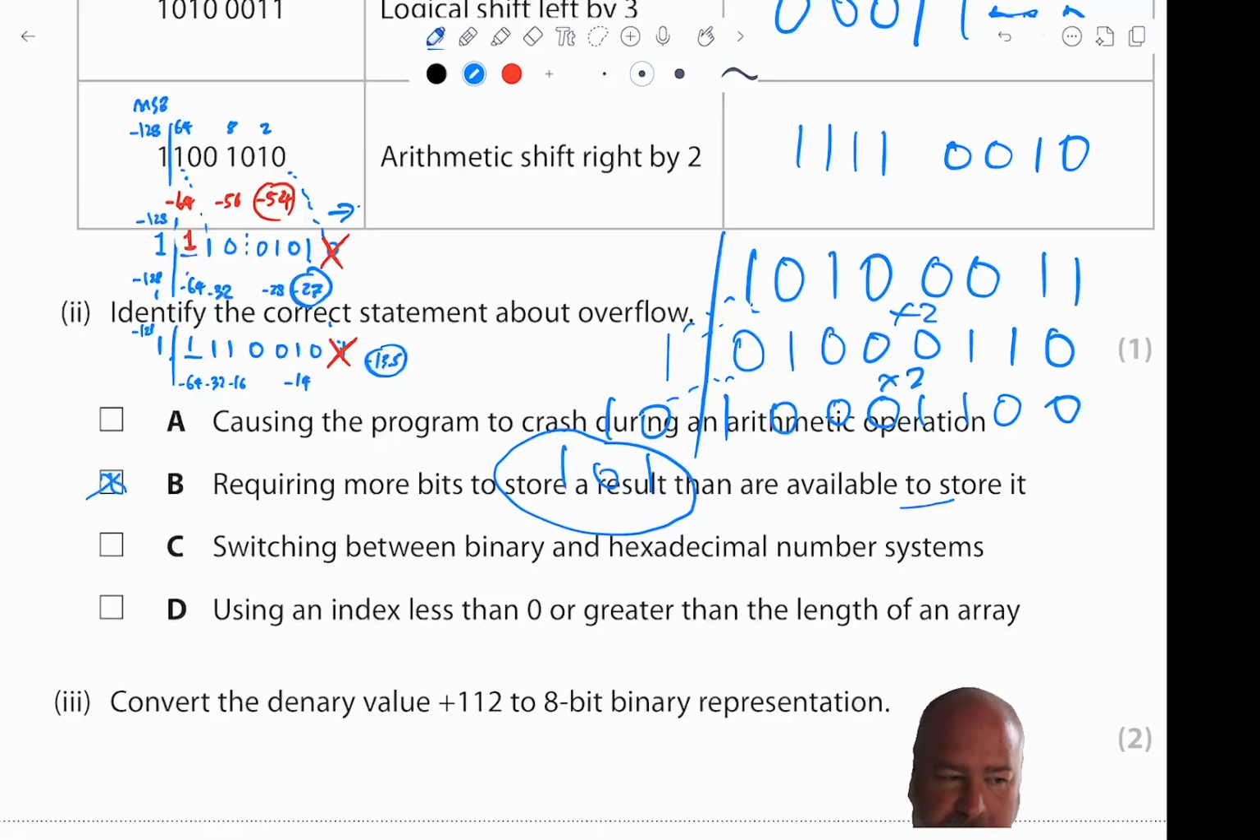So if you've got an overflow error or an underflow error or something like that, it can cause problems. So it's not great wording of this question, but that's the best answer, because you need more bits to store it in. So if you've got 1, 1, 1, 1, 1, 1, 1, 1, and you're trying to add them all together, you're going to have a much bigger value than you can store in 8 bits.